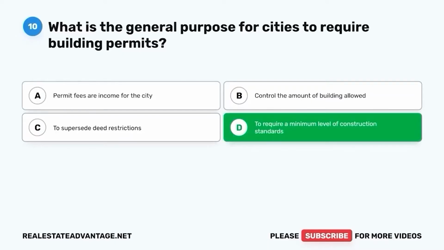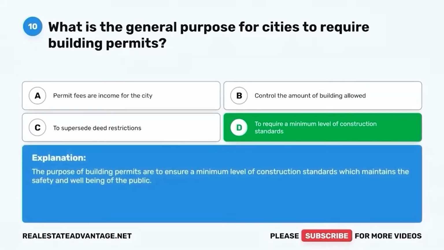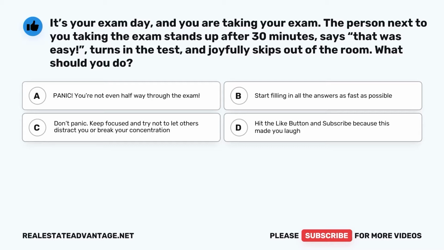The correct answer is D. To require a minimum level of construction standards. The purpose of building permits is to ensure a minimum level of construction standards, which maintains the safety and well-being of the public. And now for a bonus question.